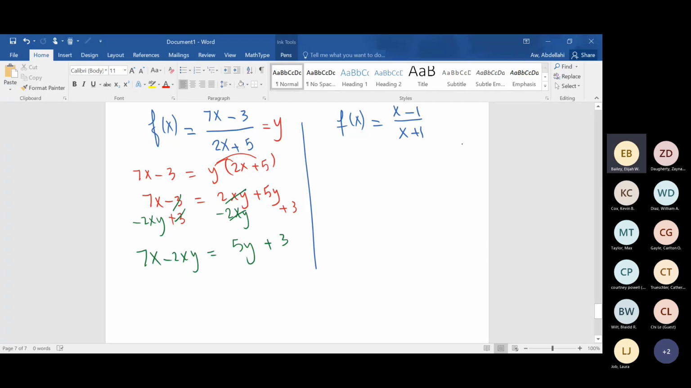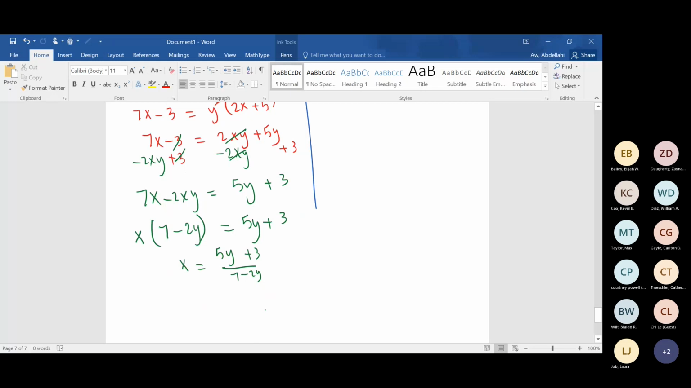Okay? Then you factor out x on the left side, so x times (7 minus 2y), and here 5y plus 3. And then finally you divide by 7 minus 2y, you get x equals (5y plus 3) over (7 minus 2y), which gives you f inverse of x is (5x plus 3) over (7 minus 2x). All right?